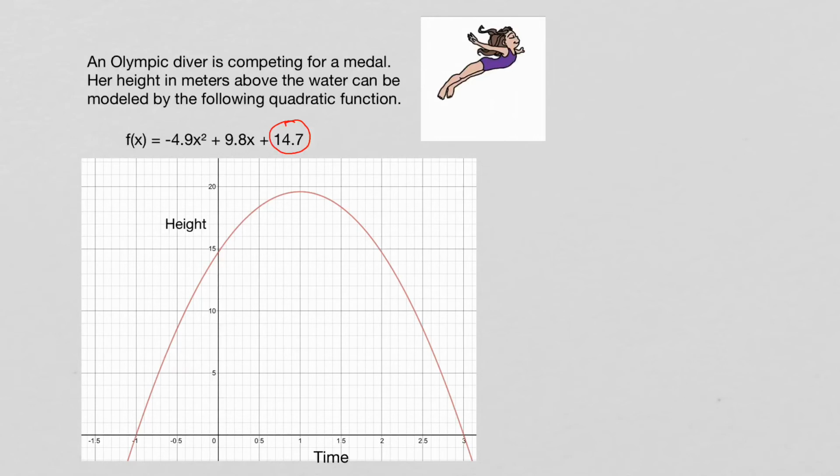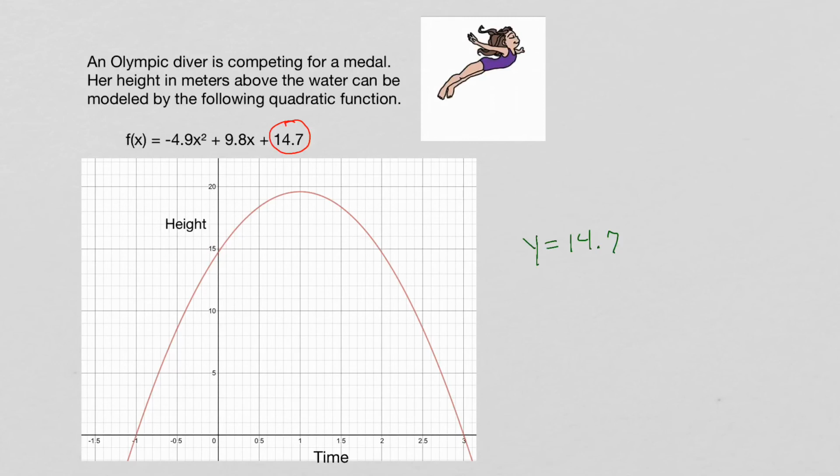Remember, we have ax squared plus bx plus c. This is c. So y-intercept is always going to be your c value when you have the function written in standard form. So the y-intercept here is 14.7. Y equals 14.7. And the question is, what does that mean? Just a number. Well, what it means is that's where she started. That's where her dive started. That was the height of the diving board.